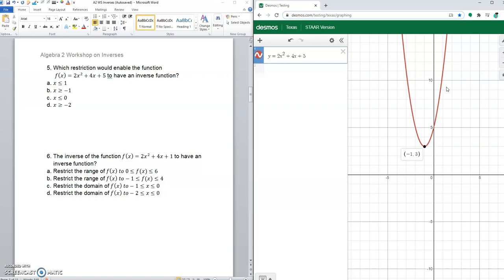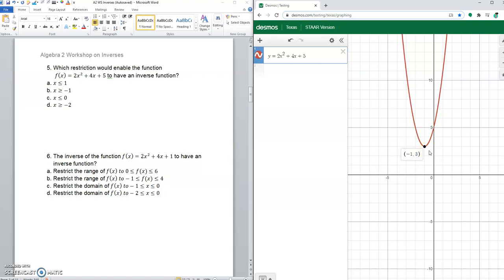Now let's just take a look at all the other restrictions. It says that x is less than or equal to 0. So where is that? This is your x. And when you say less than, it's this left side. And again, this tiny part right here is not going to pass the horizontal line test. Therefore, that will not permit an inverse function.